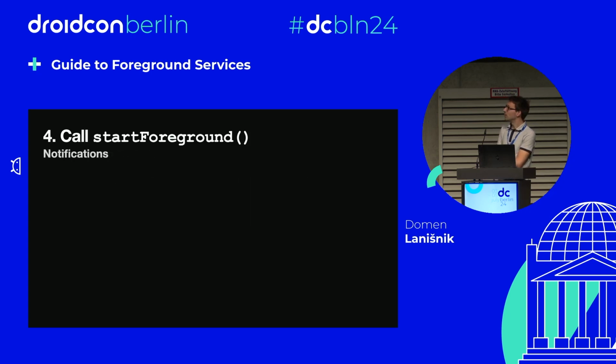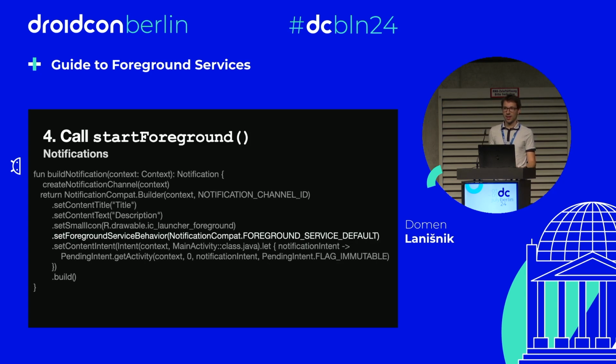So as we saw before, in start foreground, we also have to pass in a notification object. How do we create it? Well, it's typical notification building code. So we create a notification channel and then use that channel ID to pass it into the notification builder. We specify the title, the description, the icon, and the intent that needs to happen when you click on the notification.